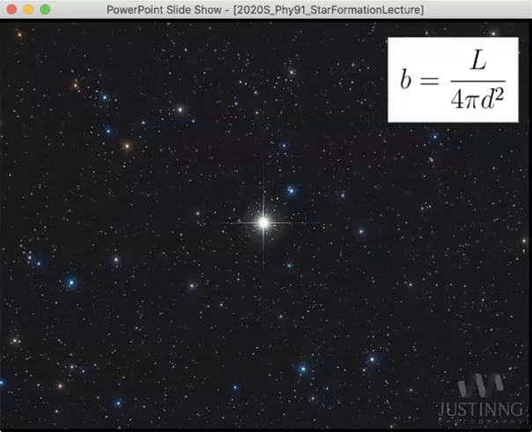Brightness is actually pretty easy to measure. Brightness, you're just asking, is the star bright or dim? And people like Professor Hill, when he actually uses telescopes to measure brightnesses of stars, he can be quantitative about this. He can actually give numbers to how much light is entering his telescope, for example.